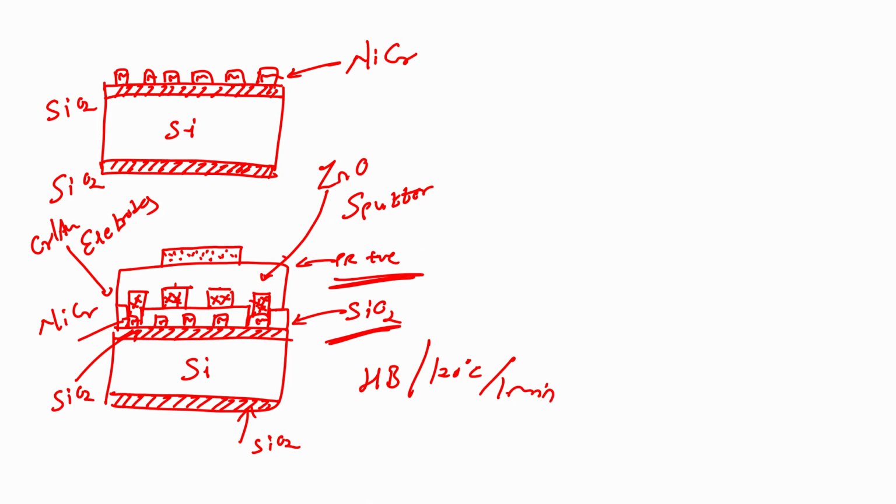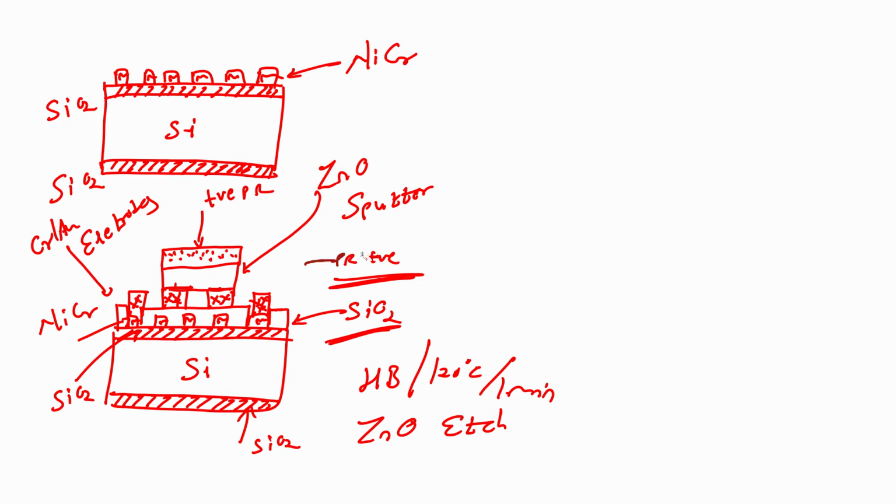and then I will dip this wafer in zinc oxide etchant. If I dip this wafer in ZnO etchant, what will happen? I will have zinc oxide only on this area, right, only on this area. Why? Because this area is protected by the photoresist, correct.